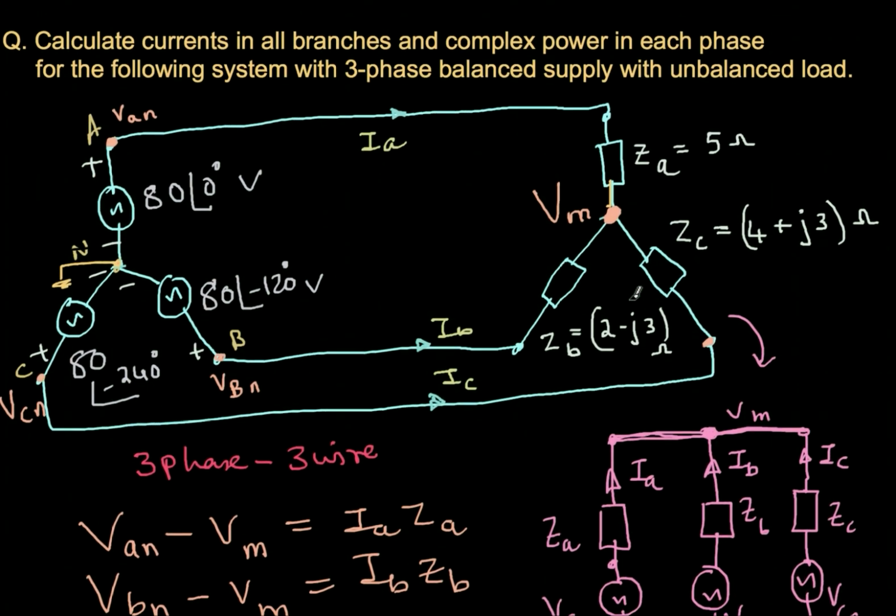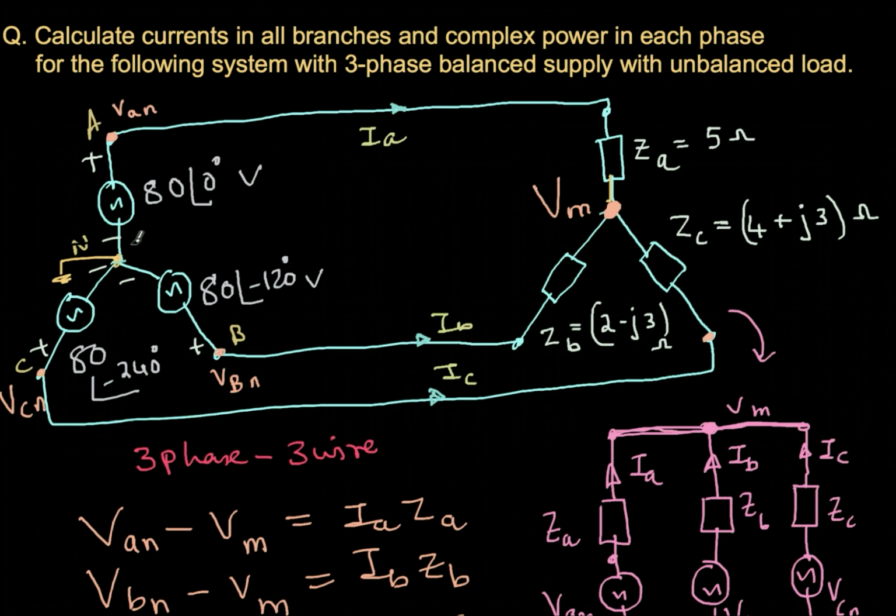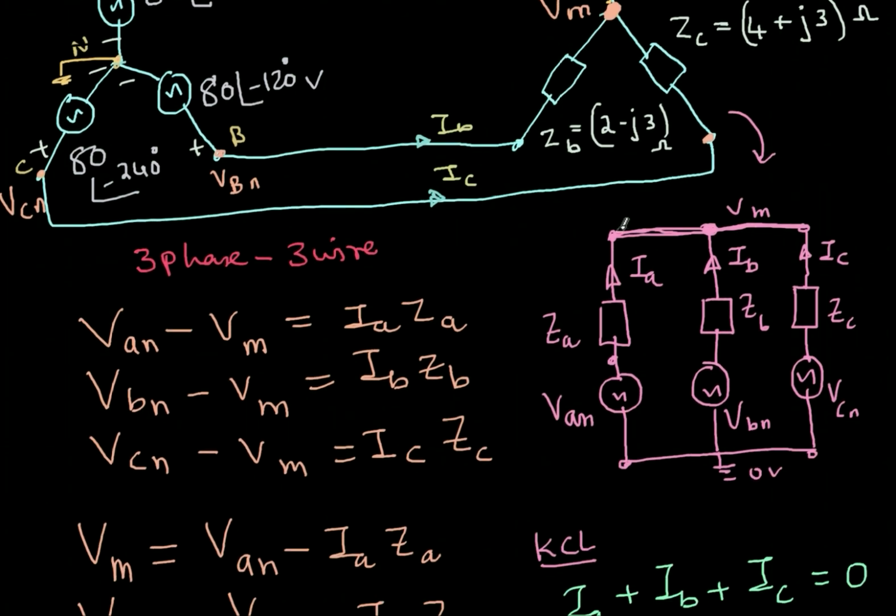I hope you learned something from solving an unbalanced load with a three-phase three-wire system. A three-phase four-wire system will have a direct connection like this. Then the VM will be equal to zero. Then it's straightforward, three individual phases. In other words, if I simply short circuit these two, this will become a three-phase four-wire system. Therefore, this is 0 volts and this is 0 volts. Directly IA will be VA by ZA, IB will be VB by ZB, and IC will be VC by ZC. So individually, I can calculate all these values. And in this case, there will be some neutral current flowing here because there is a path.